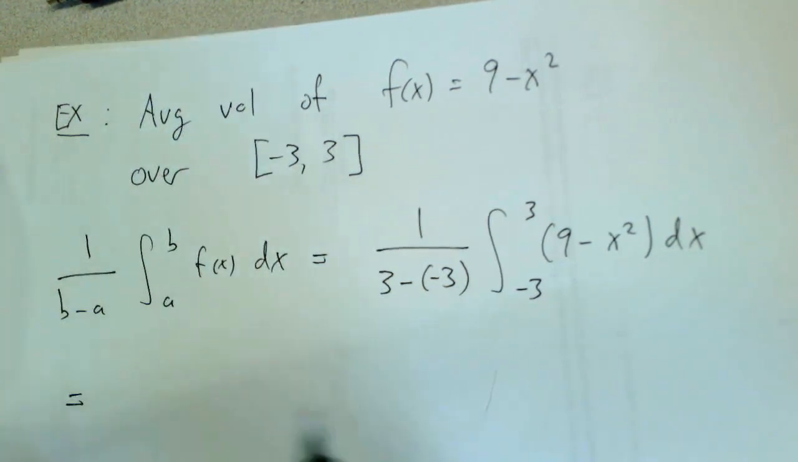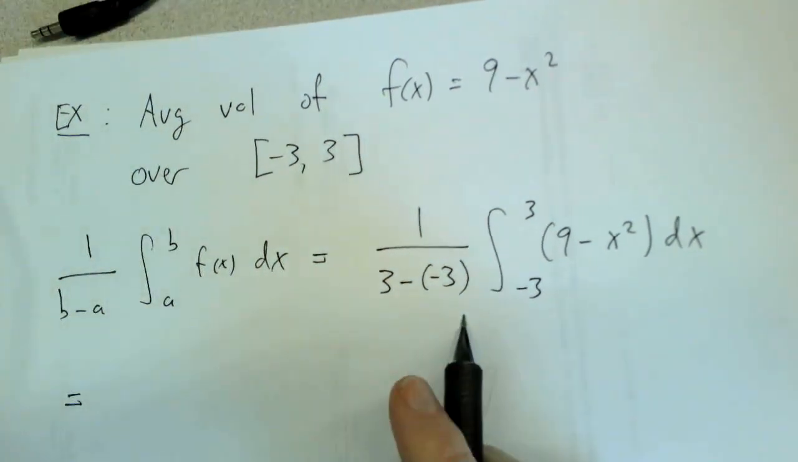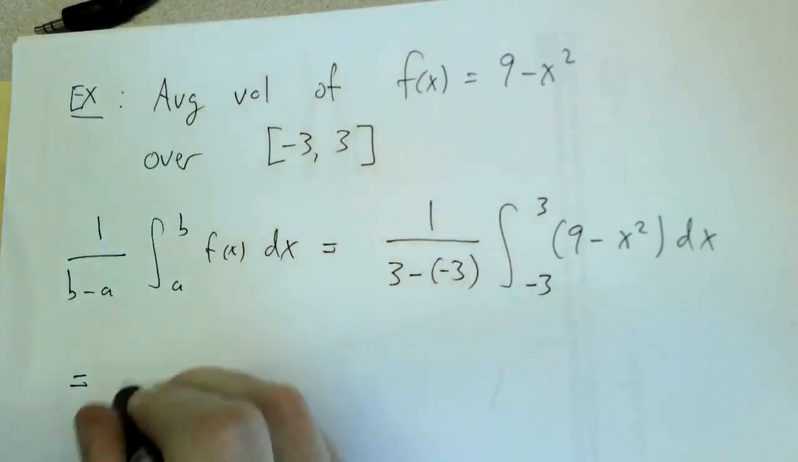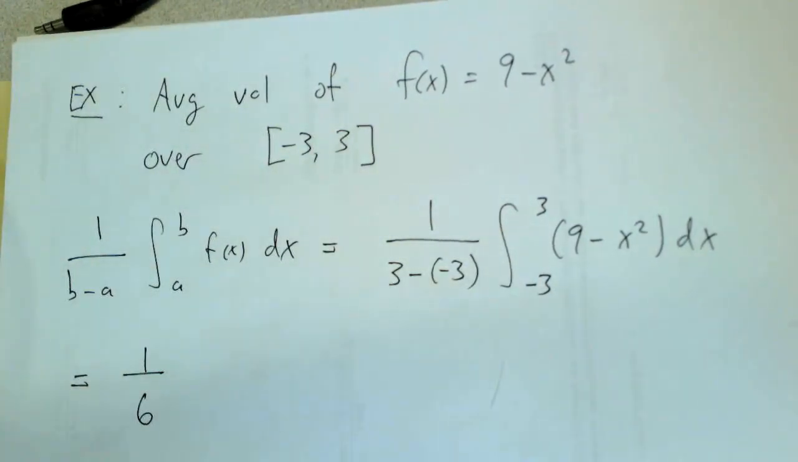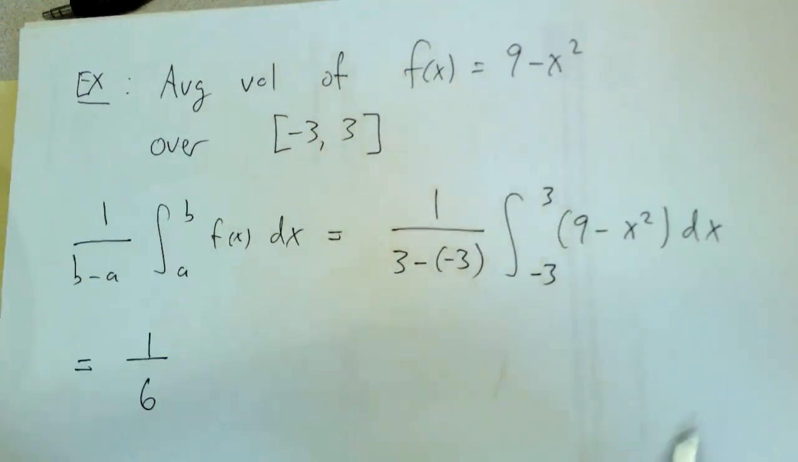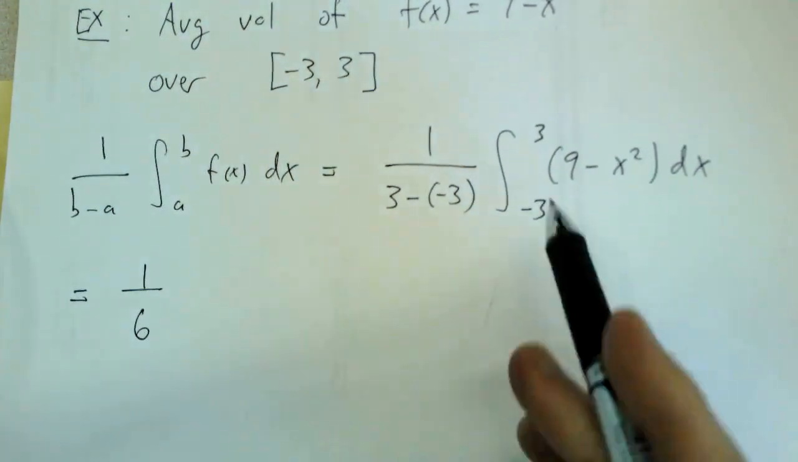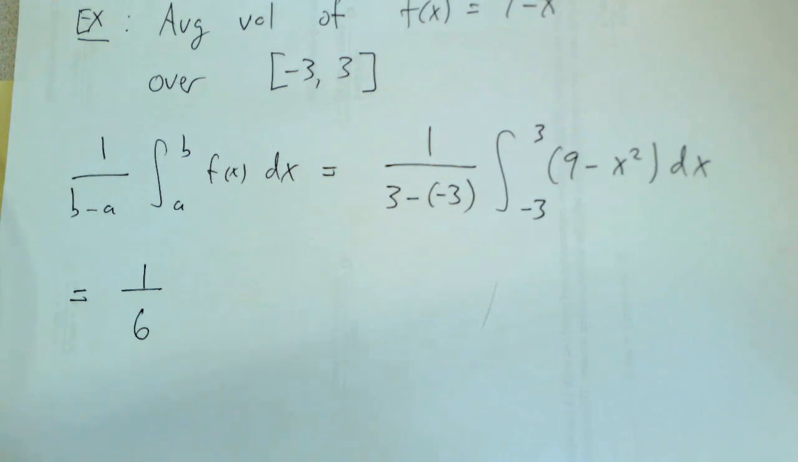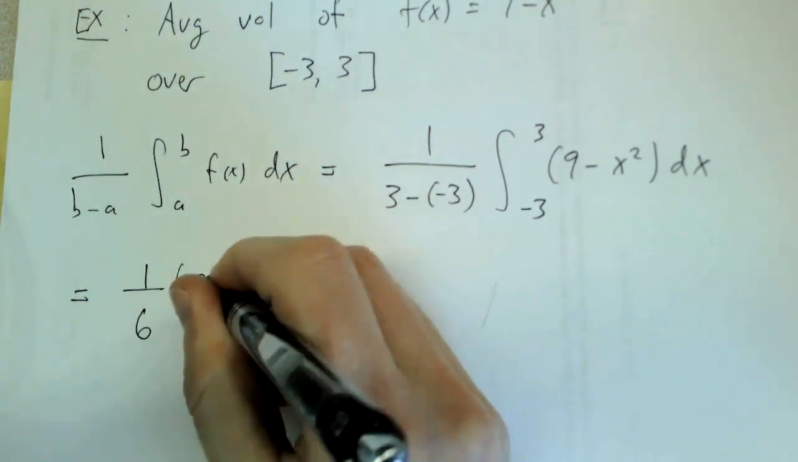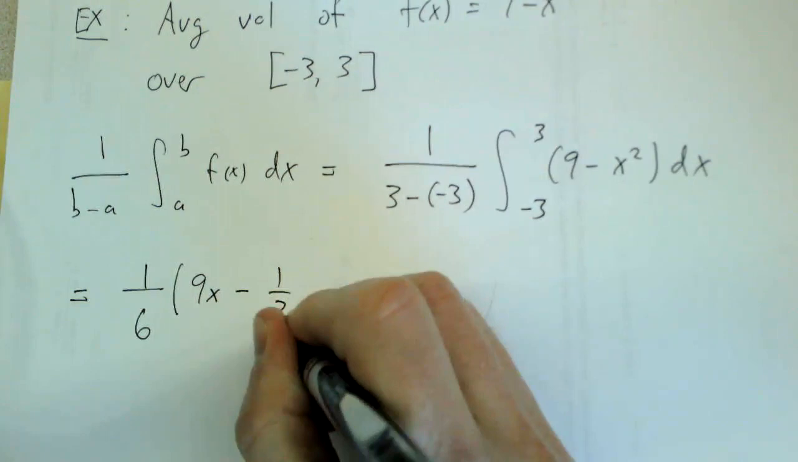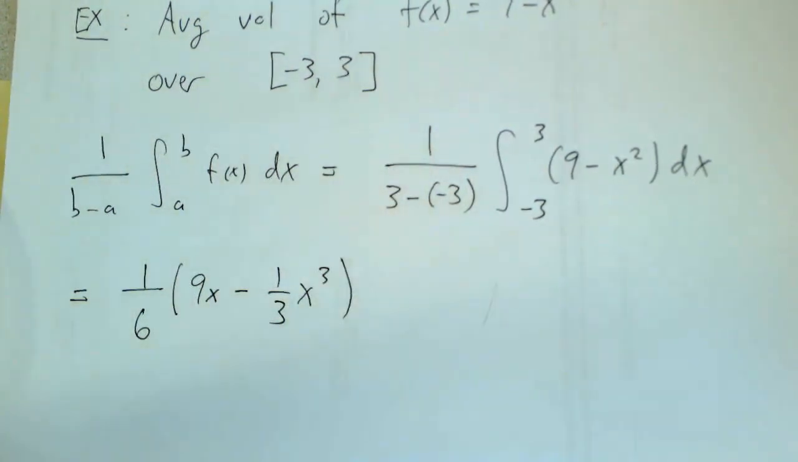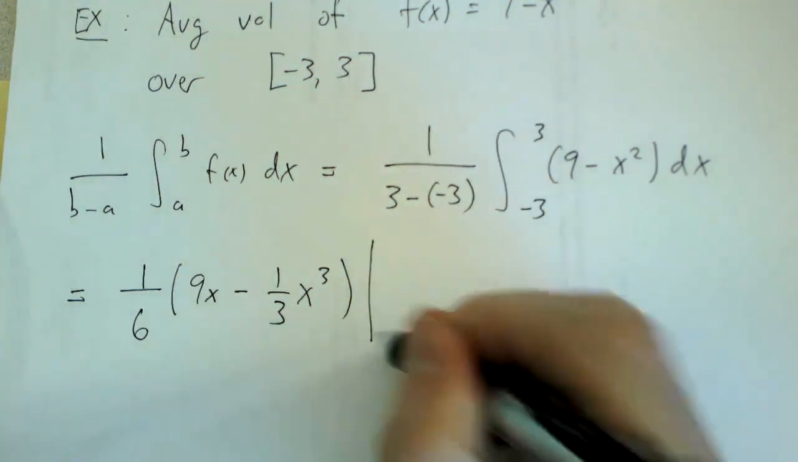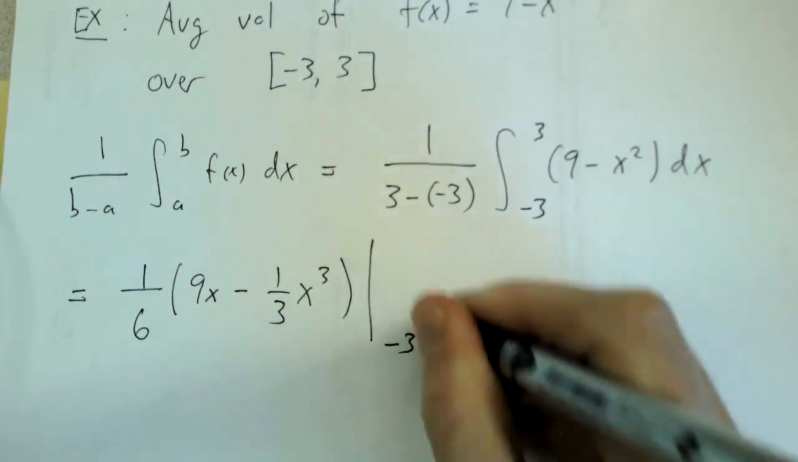So 1 over, this is 3 minus -3, that's 1 over 6. And to compute this integral, of course, I need to find an antiderivative for 9 minus x squared, which is pretty easy. That's 9x minus 1/3 x to the third. Is that okay? That's the antiderivative. And I need to evaluate that from -3 to +3.